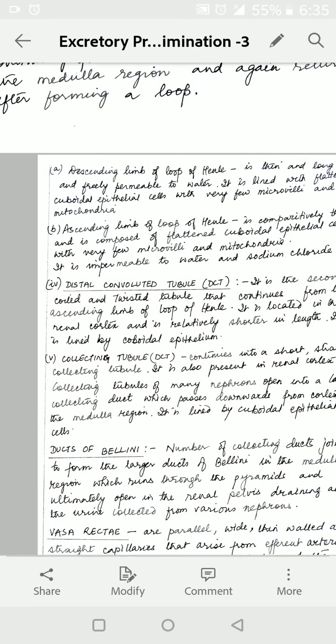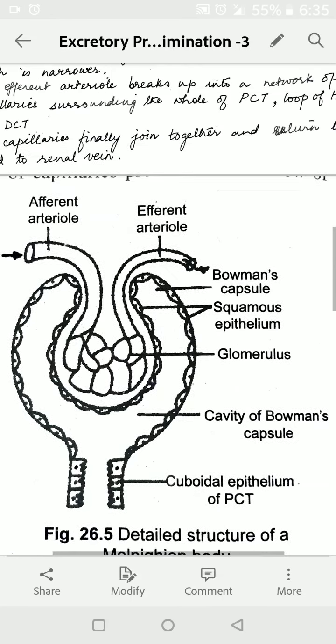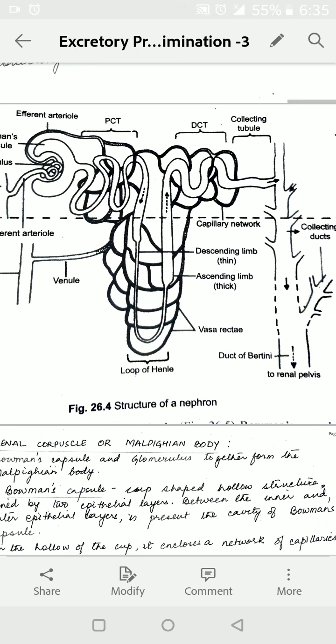So this was the description of the nephron which I had shown you here in the diagram, the 5 regions of the nephron, that is the renal corpuscle or the Malpighian body, which opens into the proximal convoluted tubule, which then opens into the loop of Henle having a descending limb and an ascending limb. The ascending limb opens into the distal convoluted tubule, which then opens into a short collecting tubule.